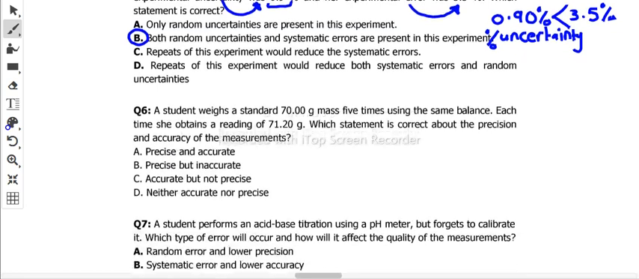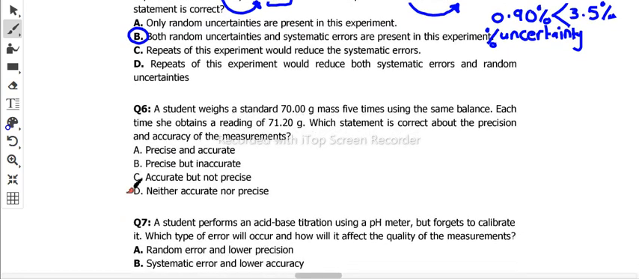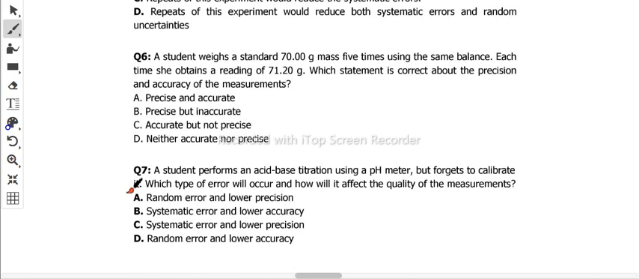Number 6. A student weighs a standard 70-gram mass 5 times using the same balance. Each time she obtains a reading of 71.2. So for the 5 trials, each time she obtained the same value. This is an indication that the data values are precise. This is a very important thing that we should keep inside our mind. Which statement is correct about the precision and accuracy of the measurement?